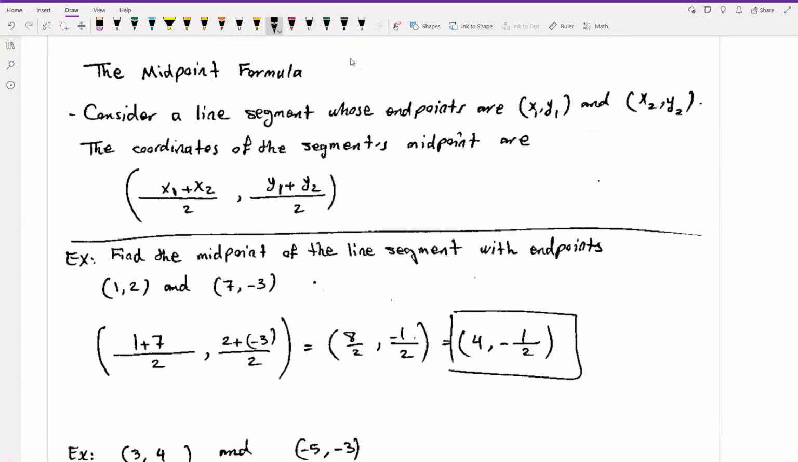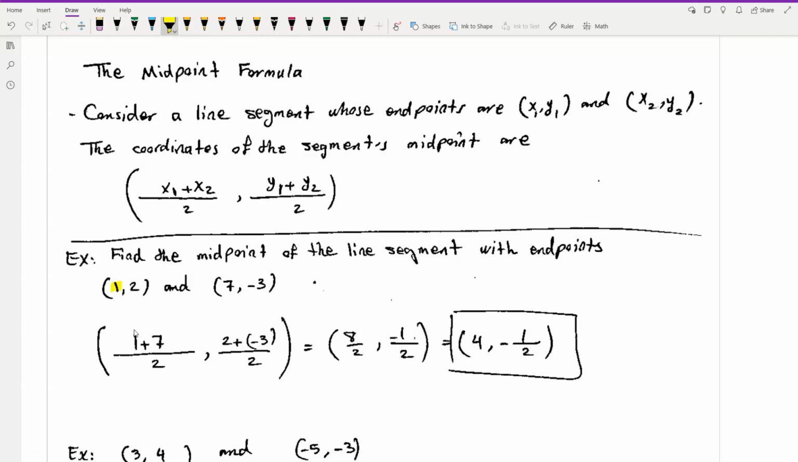The midpoint formula. Consider a line segment whose endpoints are (x1, y1) and (x2, y2). The coordinates of the segment's midpoint are found by adding the x's and dividing by 2, and adding the y's and dividing by 2. So we have (x1 plus x2) divided by 2, (y1 plus y2) divided by 2. Example: find the midpoint of the line segment with endpoints (1, 2) and (7, -3).